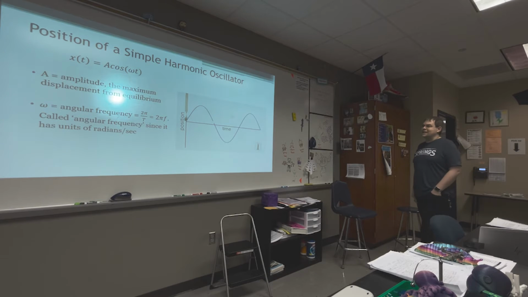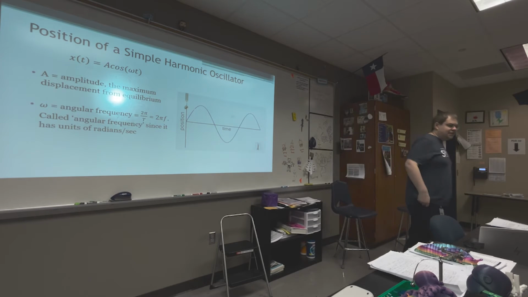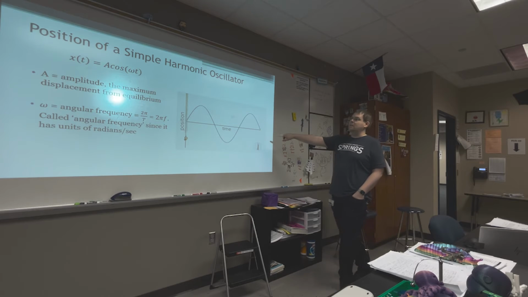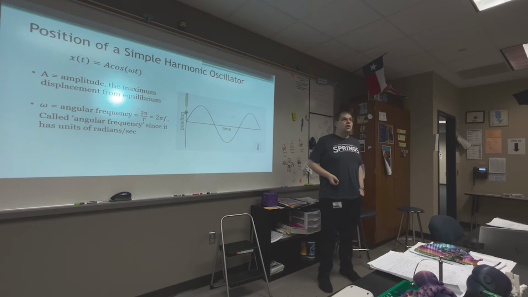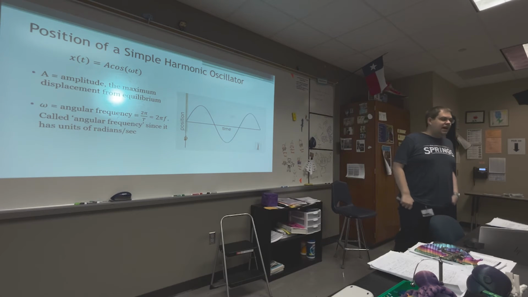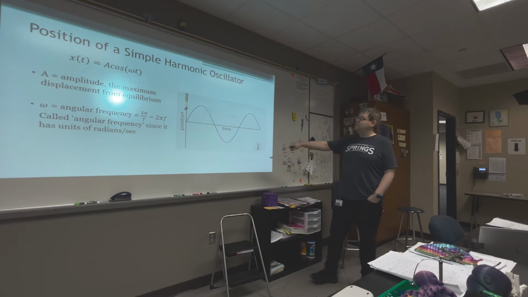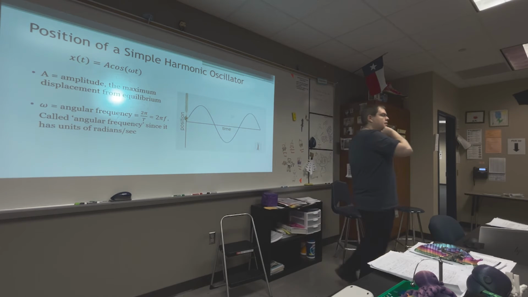Okay, so position with a simple harmonic oscillator. We have an equation that we can use to find position. Basically, what this equation tells us is if we take the amplitude, which is the maximum displacement from the equilibrium, times cosine of the angular frequency times the time, we can get our position. So if I have this spring hanging from the ceiling, going up and down, and I say, at 2 seconds, where is it? We can calculate that out. We know the amplitude, and if we figure out the frequency, then we can solve for the position at that time.